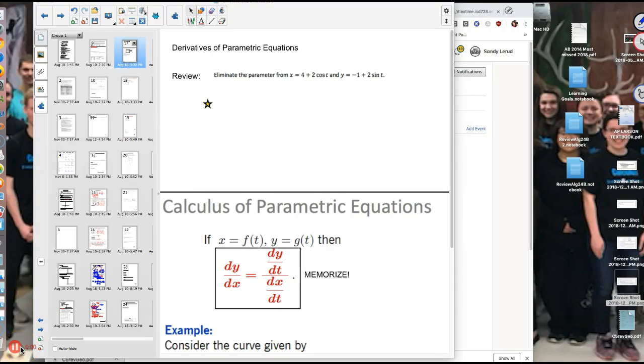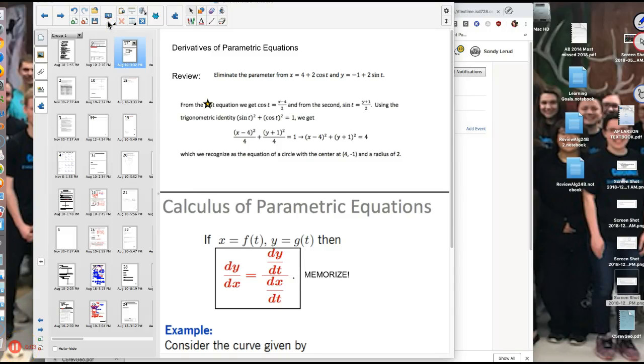It should let me hit that. There we go, and it should let me. Why won't it let me go full screen? Come on. I don't know. I'll try in a little bit.